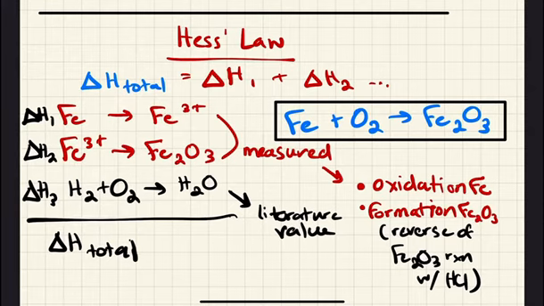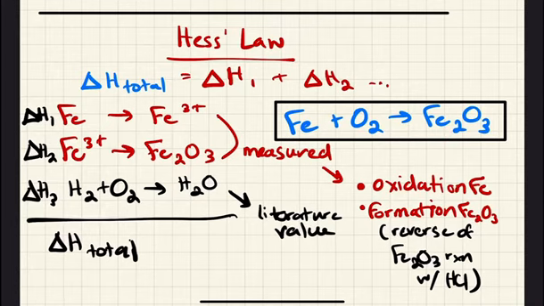Since the reaction that we're actually measuring in our calorimeter is the reverse of this, we'll have to take the negative value of whatever we have measured to apply it in such a way. You might notice that the way these two measured reactions are set up, Fe3+ will cancel out, and we'll get Fe plus O2 makes Fe2O3 as the leftovers. And that is what we're shooting for in our overall reaction. We want iron plus oxygen makes iron oxide.